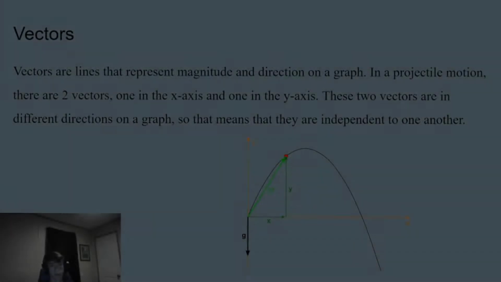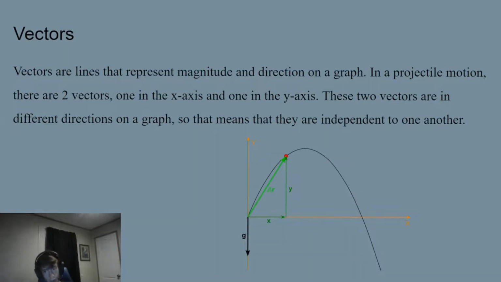Vectors are lines that represent magnitude and direction on a graph. In a projectile motion, there are 2 vectors, one on the x-axis and one on the y-axis. These 2 vectors are in different directions on a scale, so that means that they are independent to one another. This picture right here is an example of a vector.